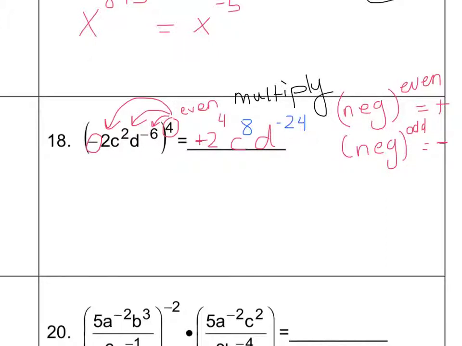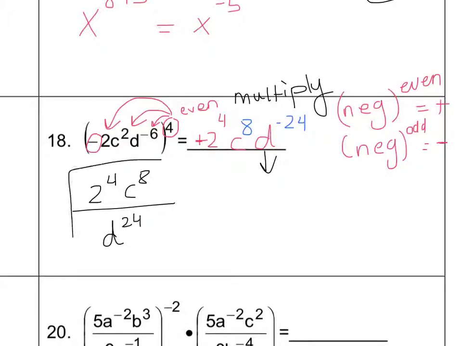Now 2 to the 4th, you can just copy it. c to the 8. Now what happens to these, that has to go down to change to a positive exponent. Remember, you should never have an answer with a negative exponent. You should always have positive exponents. Now this is number 18.